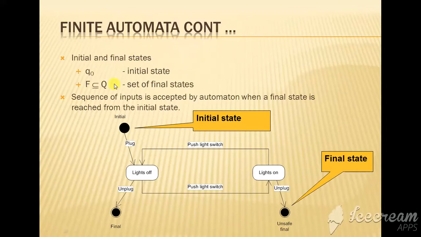A sequence of inputs is accepted by the automaton when a final state is reached from the initial state. Here we can have plug and unplug. The initial state is plugging in, and if you unplug, it will go into the final state. Pushing the light switch and on is safe, but unplug is a final state that is unsafe. If you unplug while the lights are on, that will be dangerous for us.